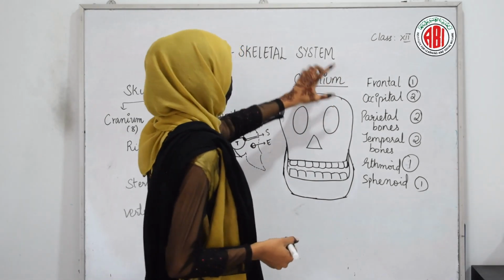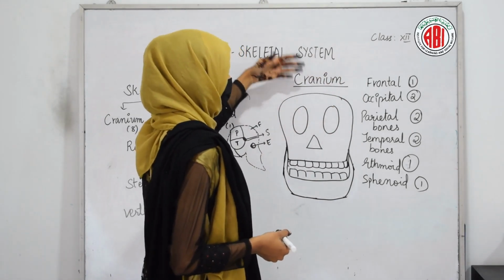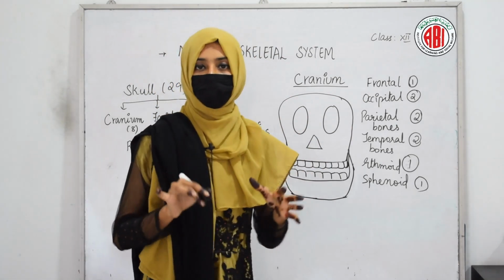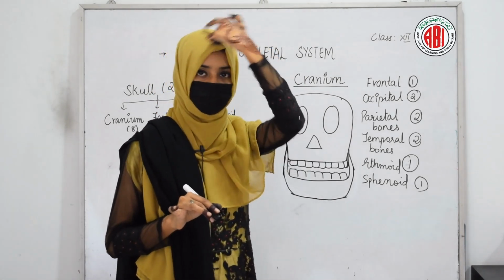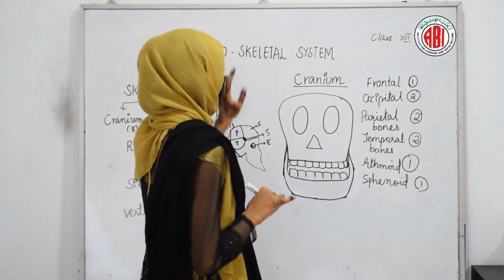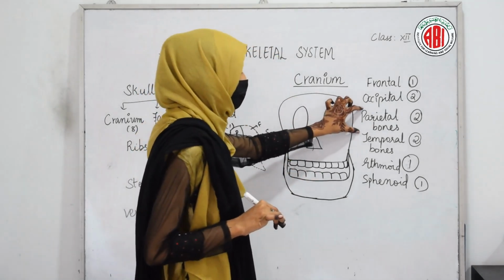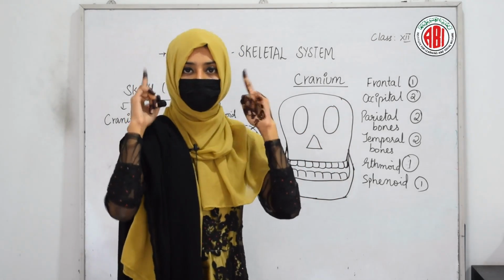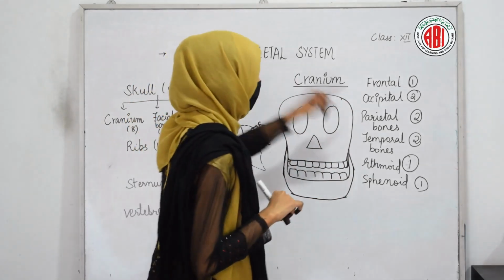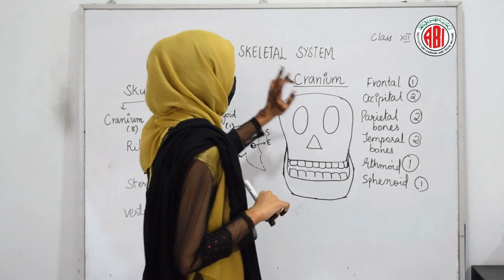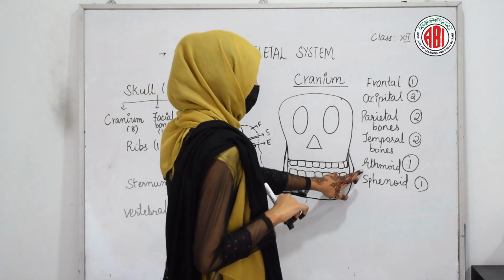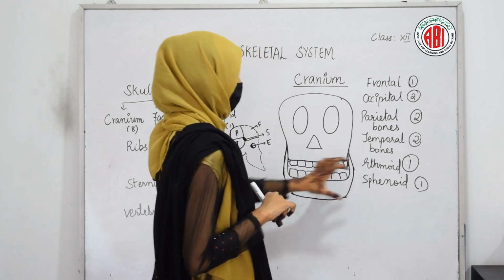And behind the frontal bone, the 2 parietal bones are present. When you look over your head, here this and this, these 2 are the parietal bones. And then besides these parietal bones, 2 temporal bones are present, and at the back, 2 occipital bones are present. Here, one ethmoid bone and one sphenoid bone is also present.